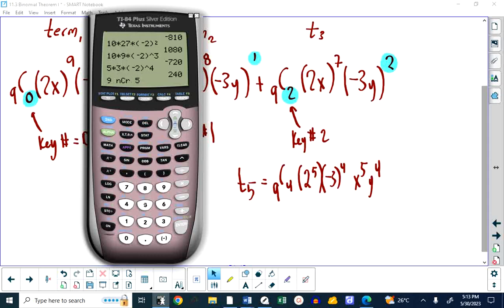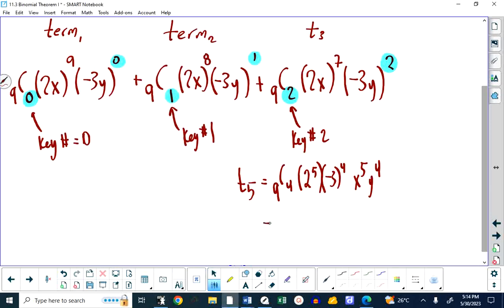9 choose 4, multiplied by 2 raised to the 5, multiplied by, in brackets, negative 3 raised to the 4, gives me a whopping 326,592 x to the 5, y to the 4. And that's the 5th term. But you should be able to now, using this idea of a key number, which we will formalize tomorrow, determine any term without determining all the terms before it.